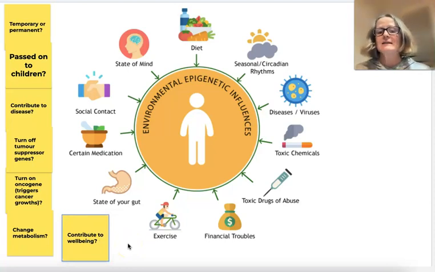And the sorts of things that we think have epigenetic influences can be both positive and negative. So it could be state of mind, social contact, making sure that you look after your gut health with lots of healthy bacteria. They could all have positive epigenetic effects and turn on genes that are important for preventing some diseases or contributing positively to well-being. But there are also things like maybe diseases or toxic chemicals or environmental pollutants or stress that might cause negative epigenetic changes. And actually, we don't know very much about it.